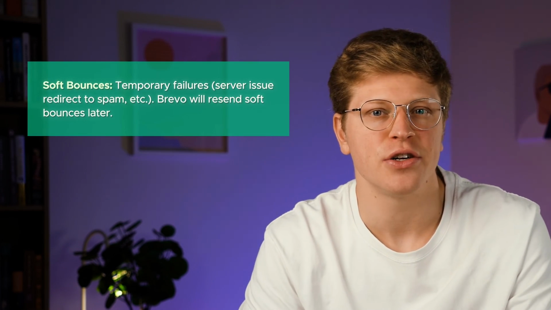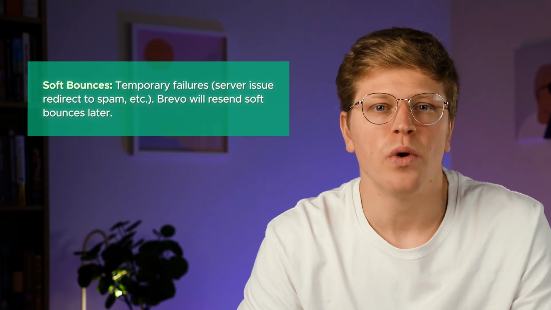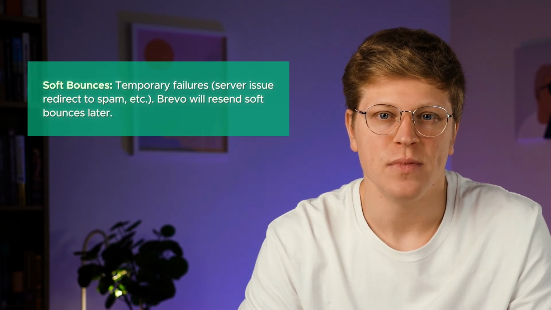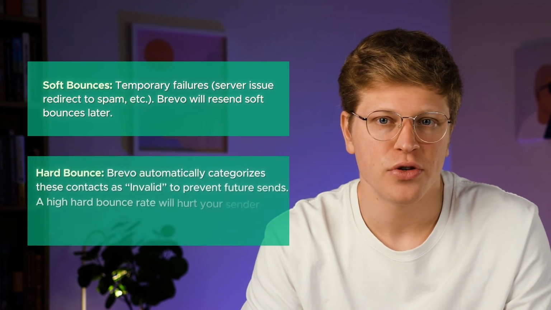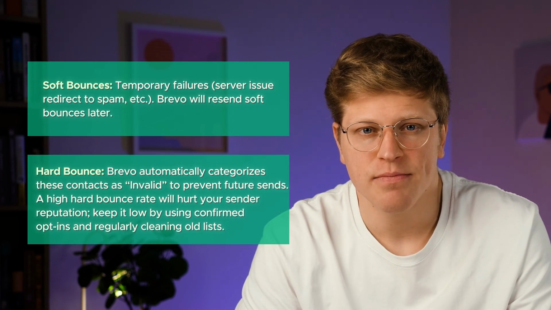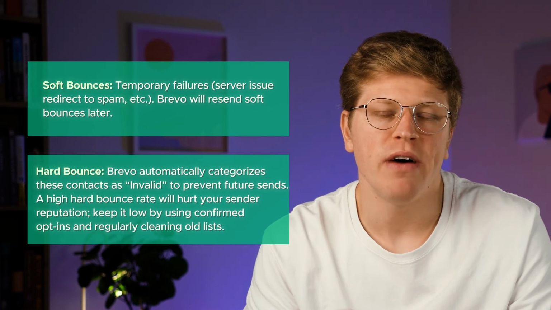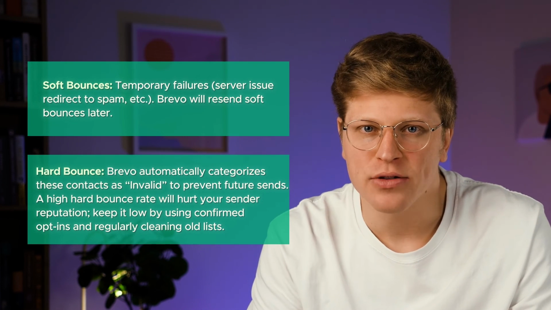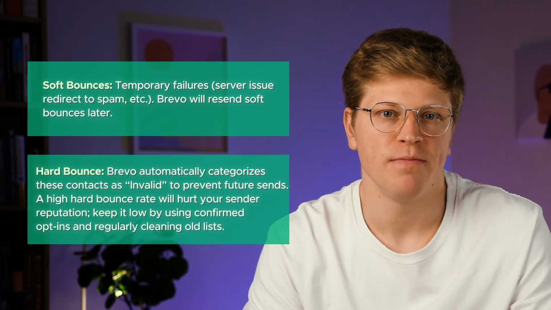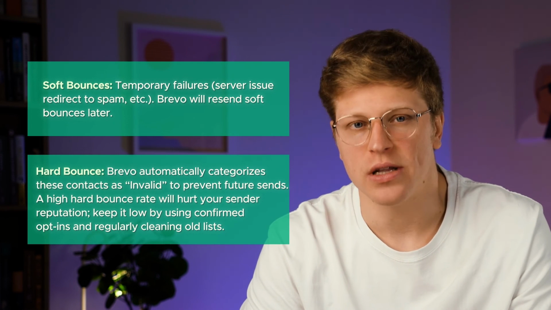There are two types of bounces. First is soft bounces: temporary failures, server issue, redirect to spam, etc. Brevo will resend soft bounces later. The second type is a hard bounce, or permanent failures, e.g., email address doesn't exist. Brevo automatically categorizes these contacts as invalid to prevent future sends. A high hard bounce rate will hurt your sender reputation. Keep it low by using confirmed opt-ins and regularly cleaning your lists.